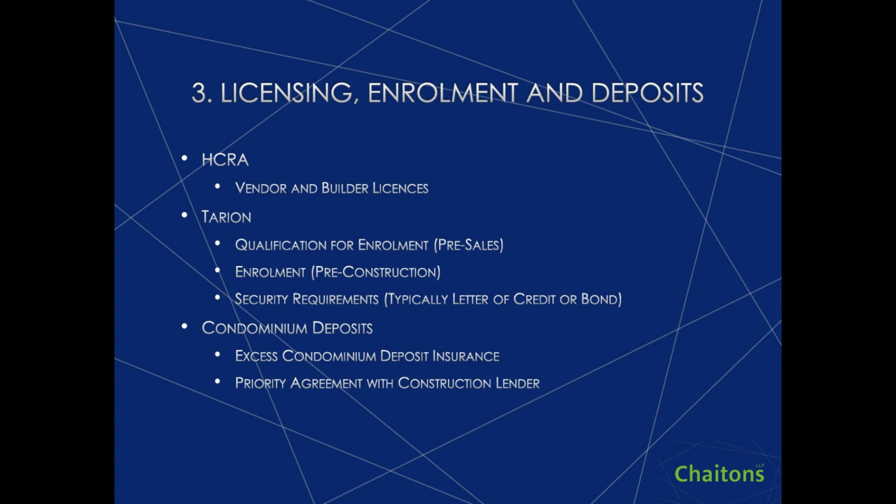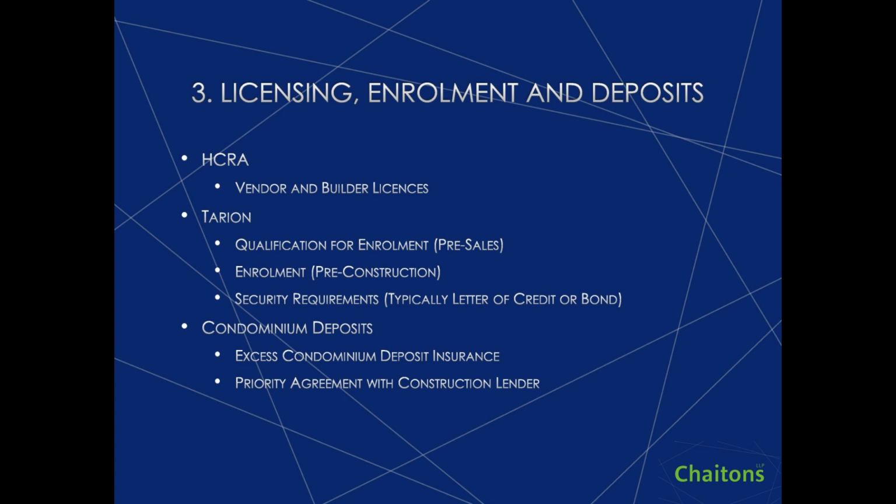Okay, so you've decided to go with a condo, you've chosen the type of condo you want, and now you want to go to market. So you want to sign up some buyers to agreements of purchase and sale. So what's the process? This is assuming that you're doing a new residential home build. So it's the HCRA, the Home Construction Regulatory Authority. They regulate vendors and builders. You need a license before you can sell or build a new home.